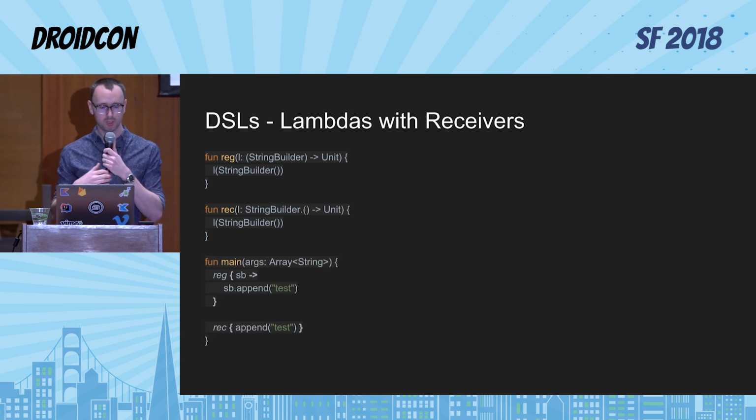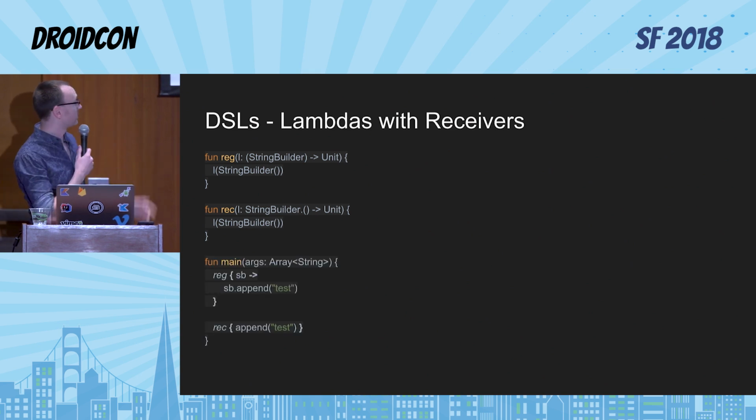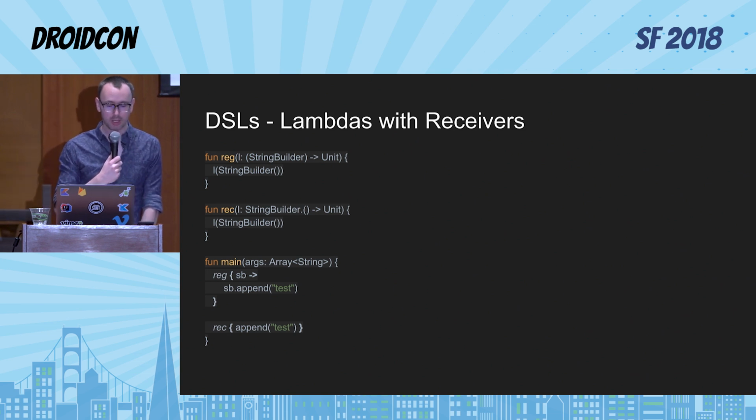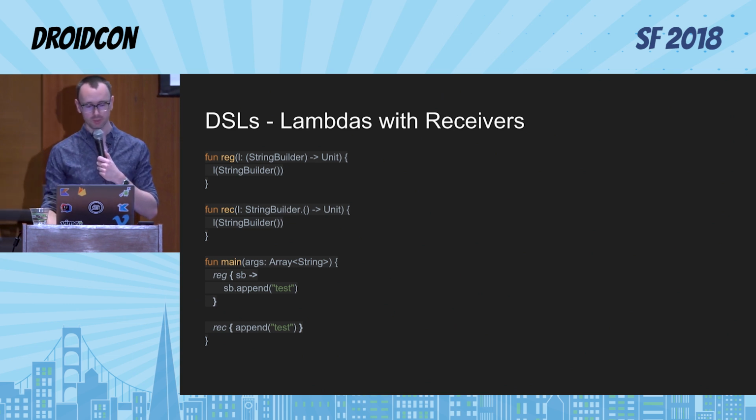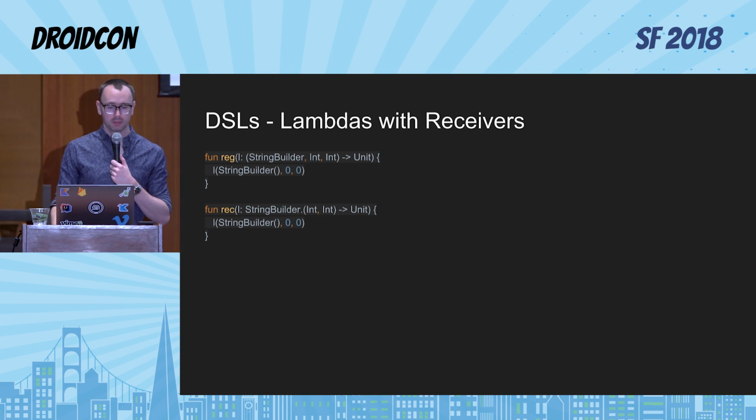The difference between these two is, when I call the first one, the parameter that's getting passed to the lambda is the string builder, right? If I didn't put SB here, it would have to be it. Here I've just renamed it. But in the second one, because I've moved that string builder name outside of the parentheses with a dot, it's now a lambda with receiver, and I can act on it without referencing it, right?